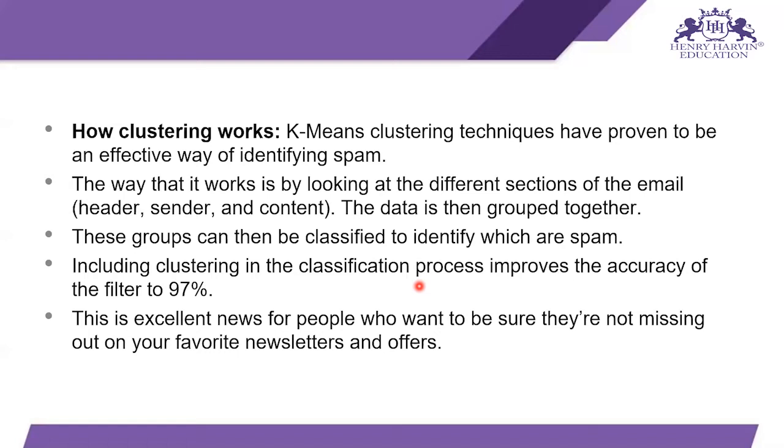This is excellent news for the people who want to be sure they are not missing out on their favorite newsletter and offers. So basically, k-means clustering is very helpful in identifying spam by looking at the headers, sender, and content. With that, the accuracy is about 97%. That means 97% of the spam emails were detected correctly and put in the spam folder.